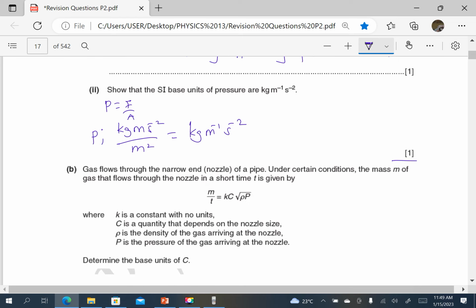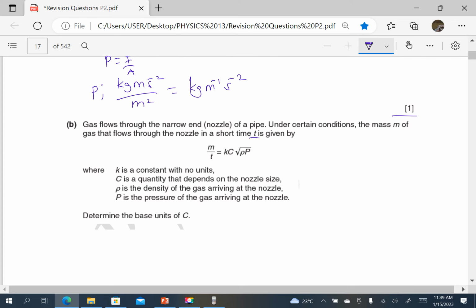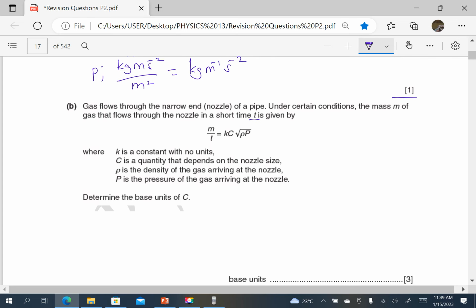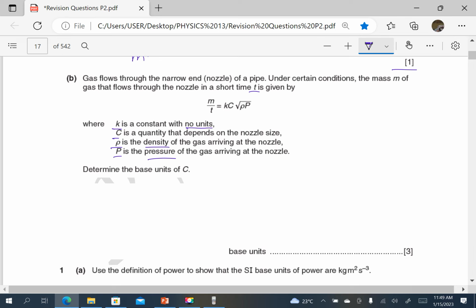Gas flows through the narrow end nozzle of a pipe. Under certain conditions, the mass m of the gas that flows through the nozzle in a short time t is given by that. So mass over time is given by that. K is a constant with no units. C is a quantity that depends on the nozzle size. Rho is density. P is pressure. Determine the base units of C.